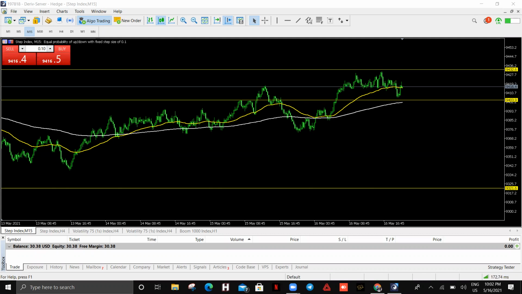So you just allow it to be. It's consolidating. Let's see what's going to happen in the market. When there's a breakout, then you can do what? Either take your buy or take your sell. Any question?